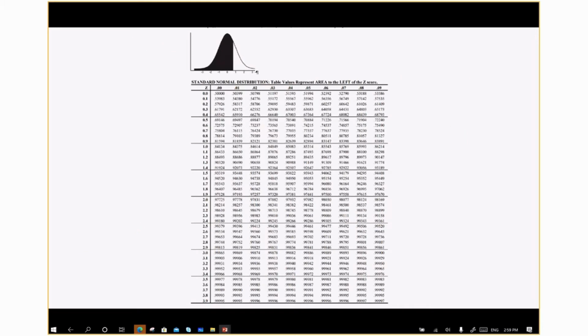And remember what our goal is. Our goal is to calculate a 95% confidence interval on the mean. So a 95% confidence interval means there's a 95% probability that our interval is going to straddle the mean, which means there's a 5% probability that the interval does not straddle the mean.